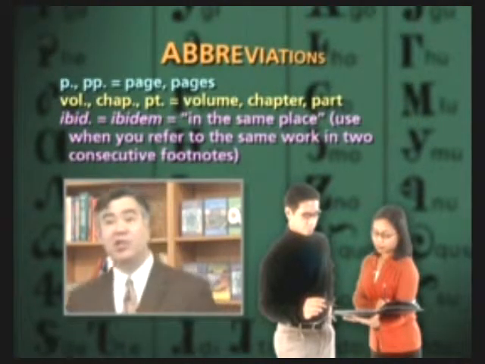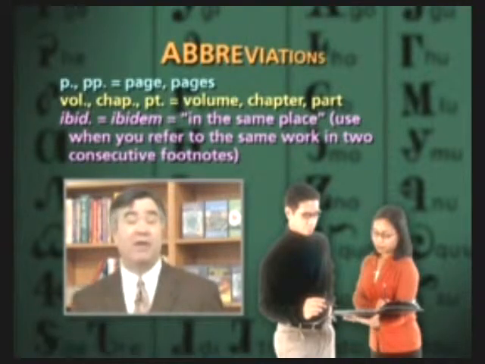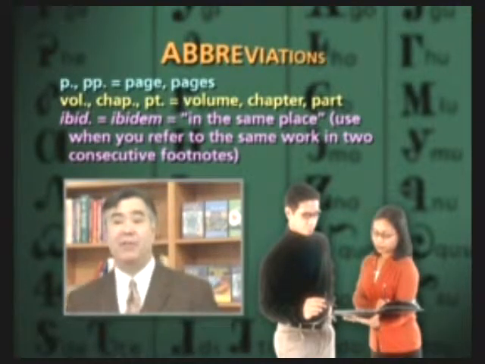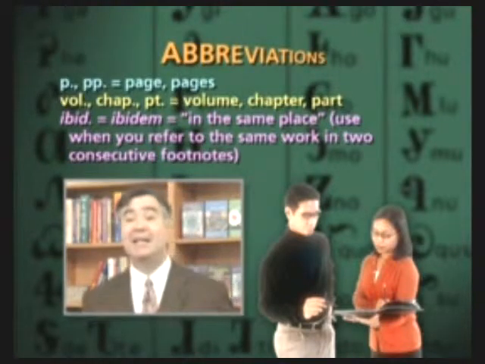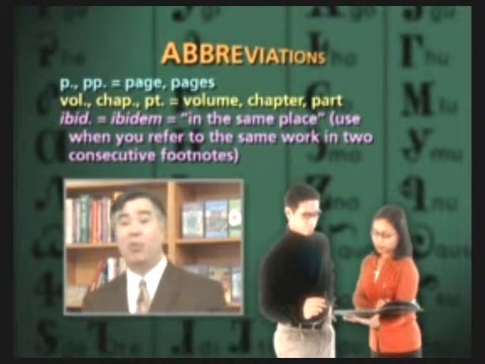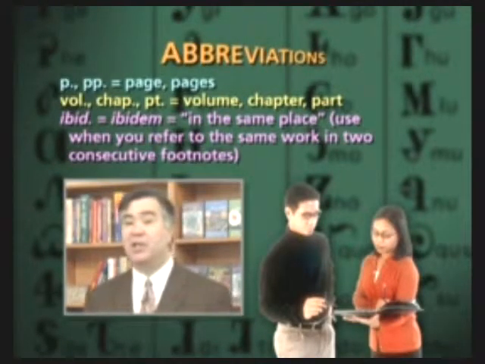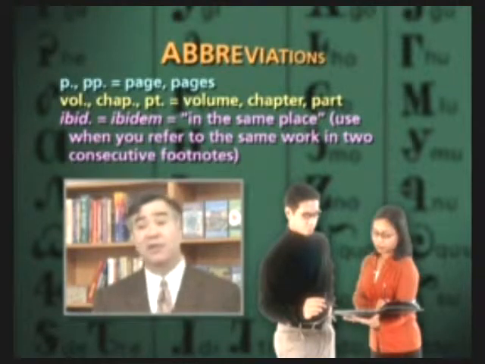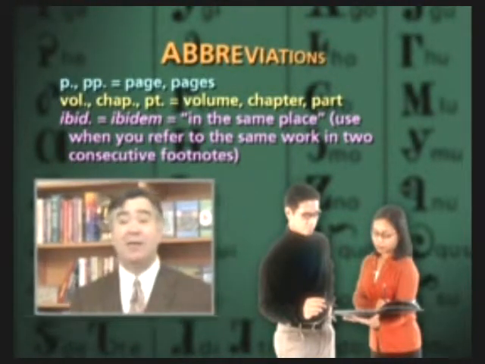Next, when you refer to the same work in two consecutive footnotes, use the abbreviation ibid. rather than providing all of the bibliographic information. Ibid. stands for the Latin word ibidem, which means in the same place. If you're referring to the same page in the same work, ibid. alone is enough. No other bibliographic information is needed. If you're referring to a different page of the same work, you would give the page number, like this, ibid., 54.